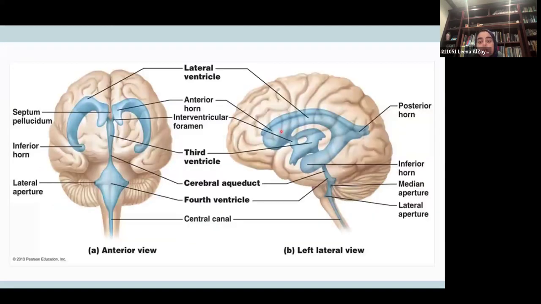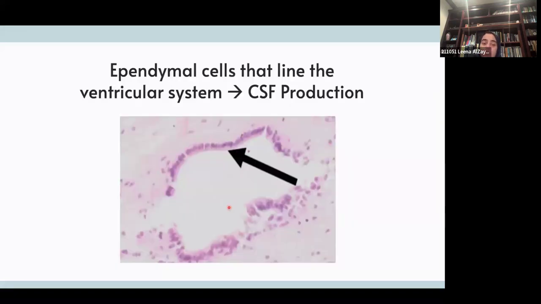So this is another picture that's clear. This is the lateral ventricles. It has a body, it has a horn, it's a very long structure, and then we have the interventricular foramen, third ventricle, and then you have the cerebral aqueduct, and then the fourth ventricle, and then you have the foramen of Luschka and Magendie. And what lines the ventricular system for CSF production? The ependymal cells. These are ependymal cells.